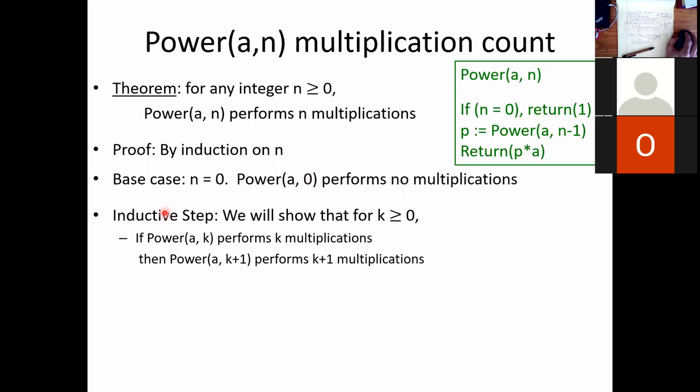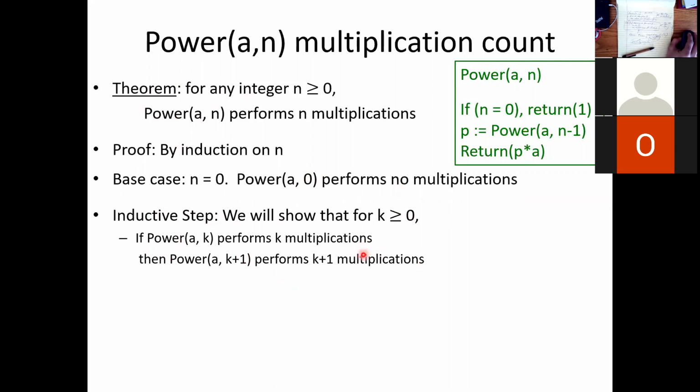Now in the inductive step, for k greater or equal to 0, we will be proving that if the predicate is correct for n equal k, then the same predicate holds for n equal k plus 1. In other words, we want to argue that this is true.